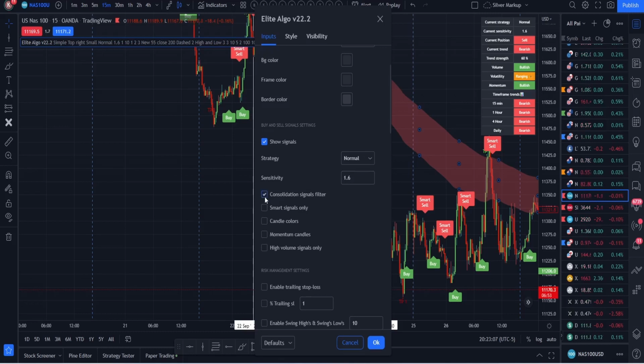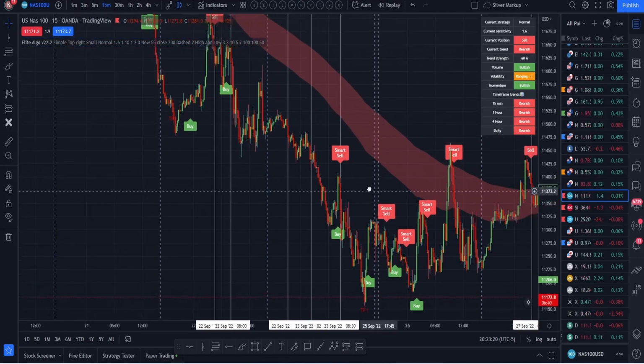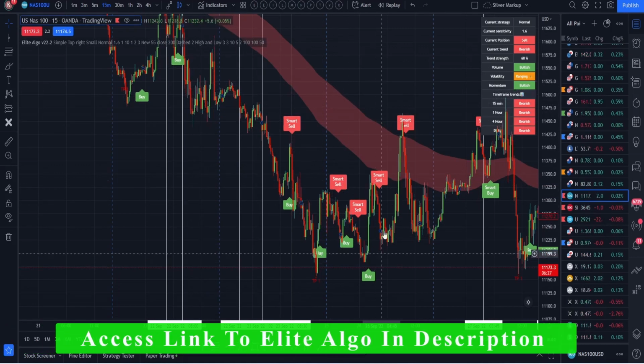So the first one is your consolidation signals filter. What this does is when the market is consolidating, it's not going to give you those signals during consolidated markets. It filters out when the market is kind of left to right. So you saw, I think there was a couple of signals in here where there was a lot of up and down, and it took those signals away and waited for the market to open up more. And those are the signals that remain when the market is giving you a bigger range of motion.